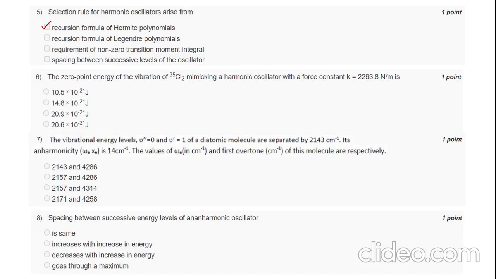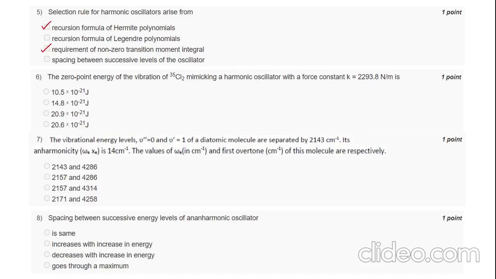Requirement of a non-zero transition moment integral. See, here it is a non-zero transition moment integral. So your transition moment integral should be non-zero for an allowed transition, so it is the correct answer. If it is saying requirement of a non-zero dipole moment, then I should not take this as a right answer because mu can be zero. The main funda was that your mu or dipole moment should change during the vibration. But the non-zero dipole moment is not required at the starting.